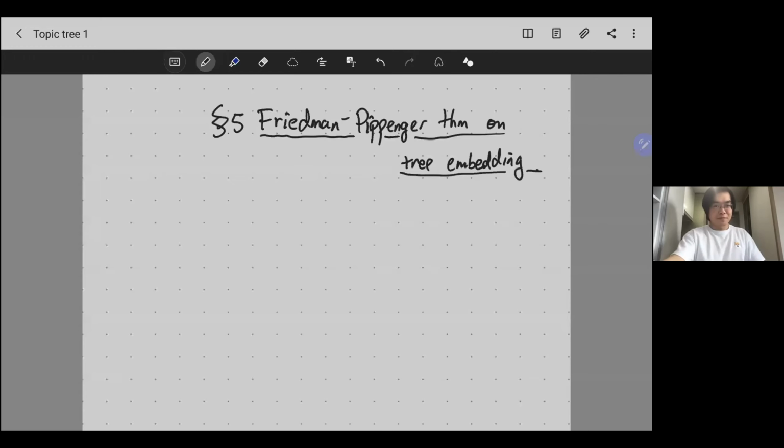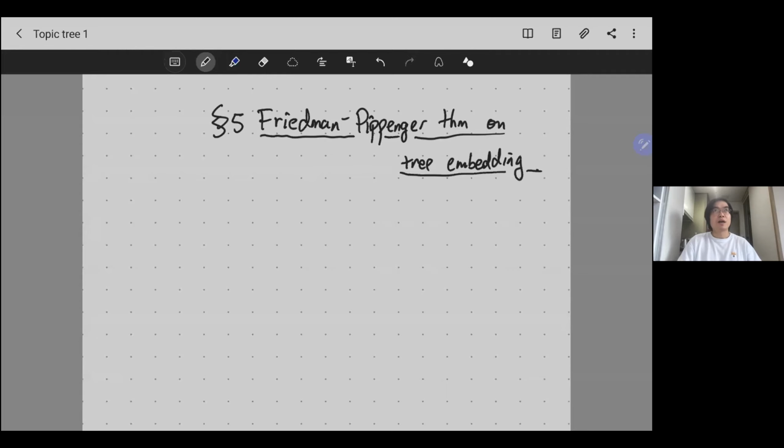Okay, yeah, so the whole last week and yesterday we've wrapped up the topics on finding long paths or cycles in pseudo-random graphs and in G(n,p), the binomial random graph. For the rest 3 days, including today, we will talk about a different structure: trees, embedding trees.